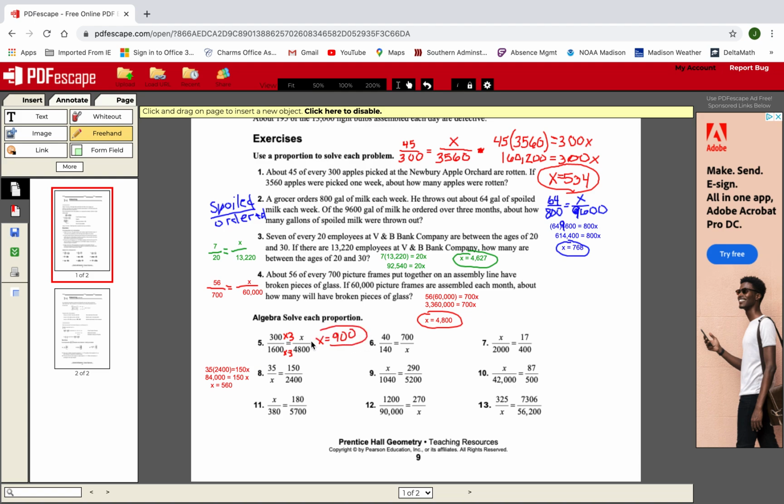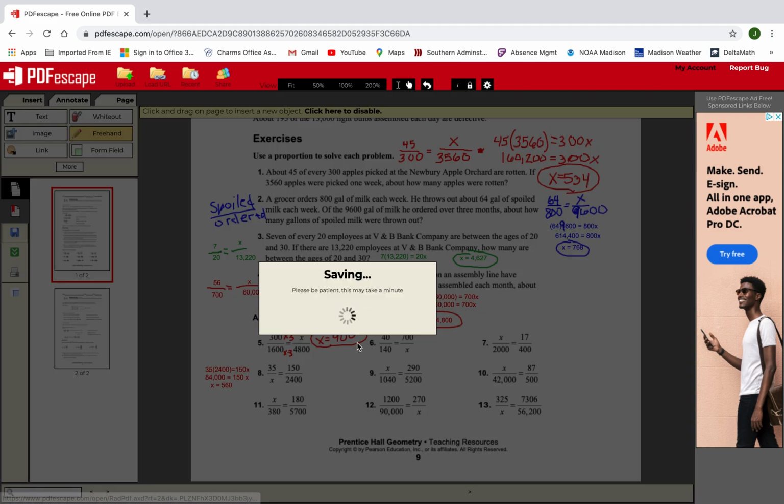You may be able to see a divisor on number 7. 2,000 divided by 5 gives you 400, so what divided by 5 gives you 17, or you may just want to keep cross-multiplying. Totally up to you.